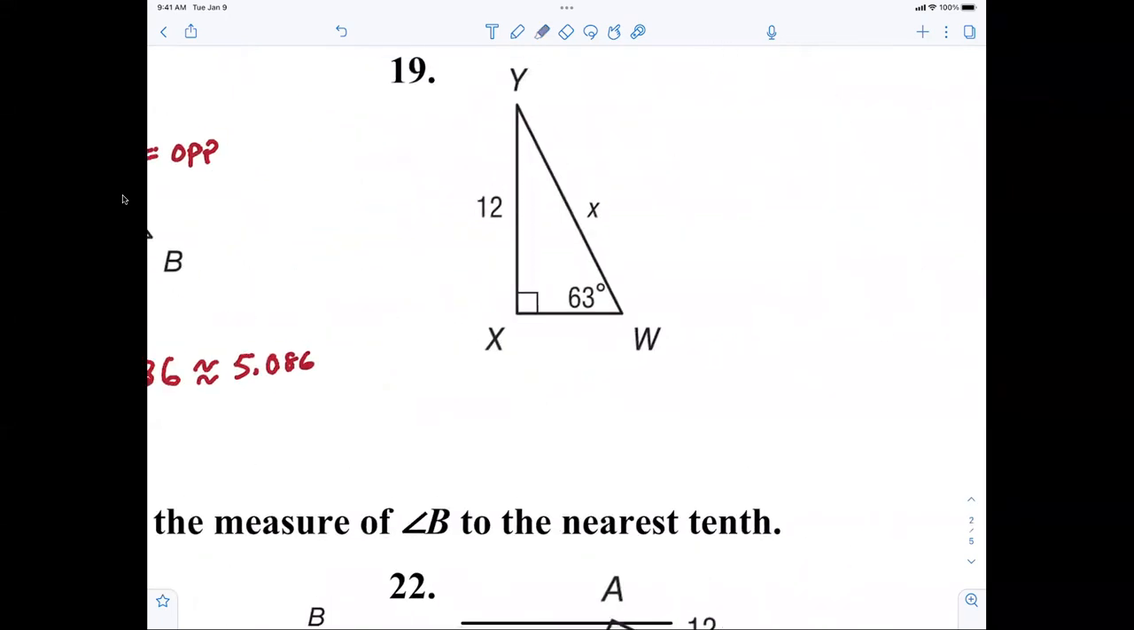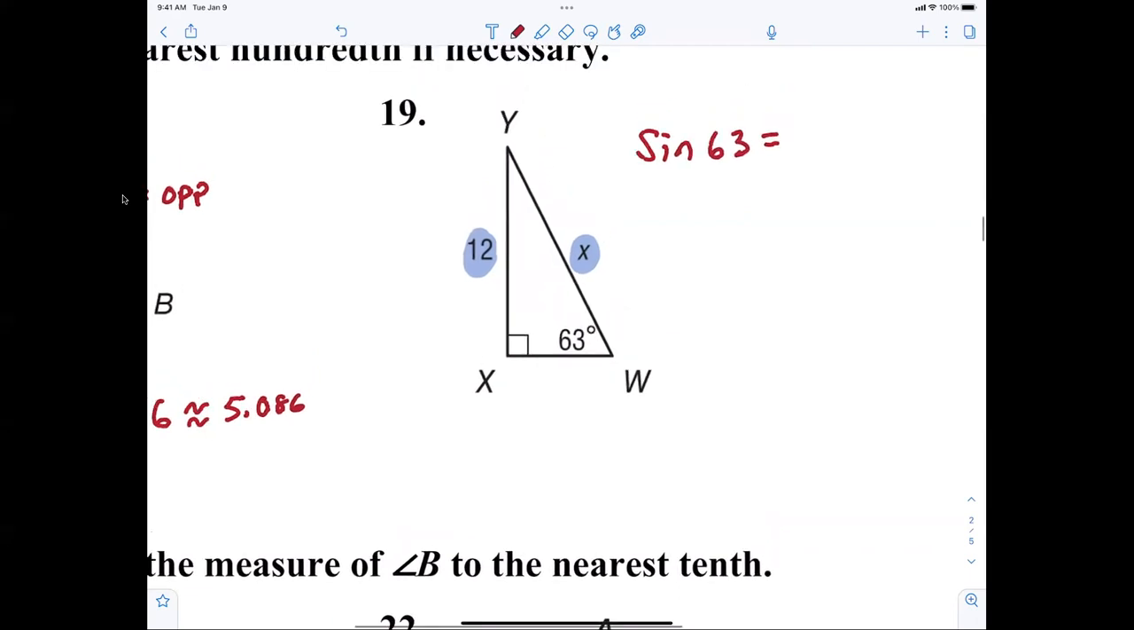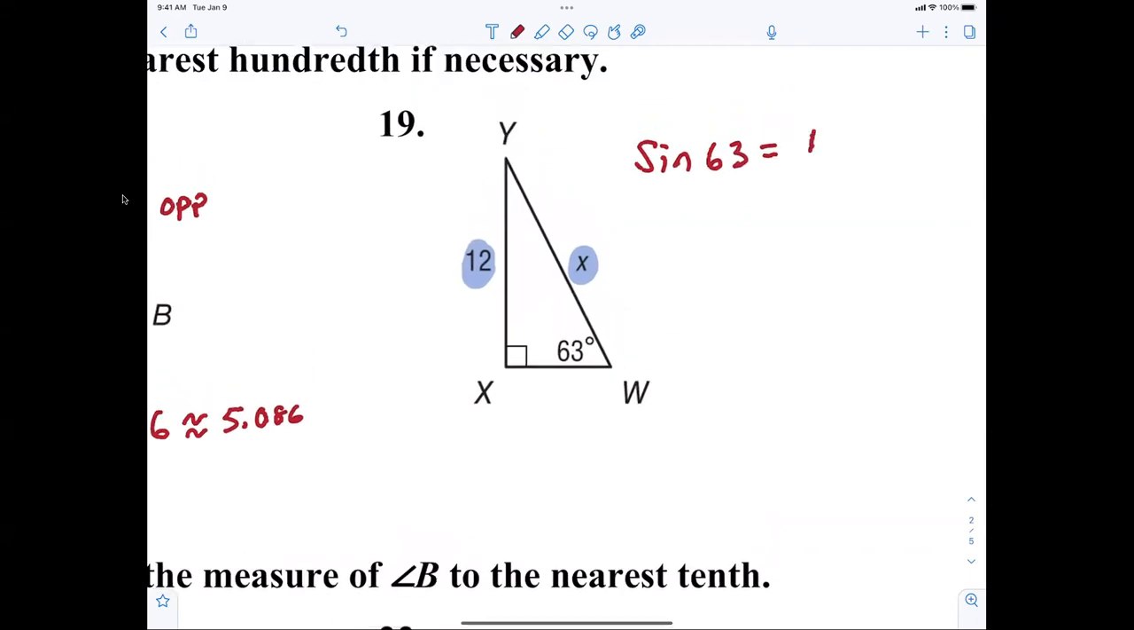All right, I'm trying to find x. What is x defined as? What is 12? Opposite. So what trig function are we using? Opposite and hypotenuse. The first one, which is what? So sine. After you write a trig function, you always write the angle. Sine of what? 63 equals what? 12 over what? X.